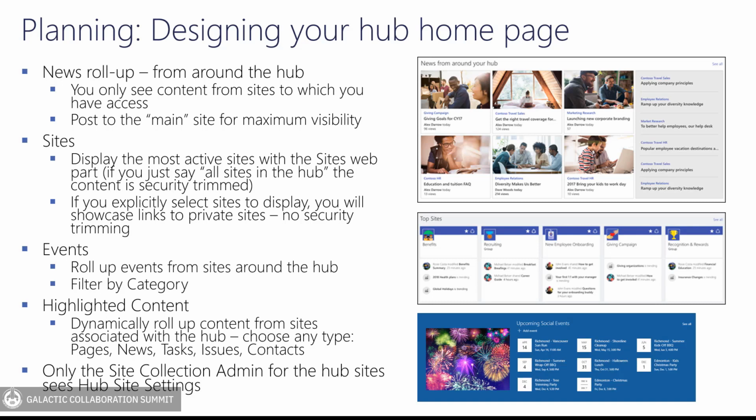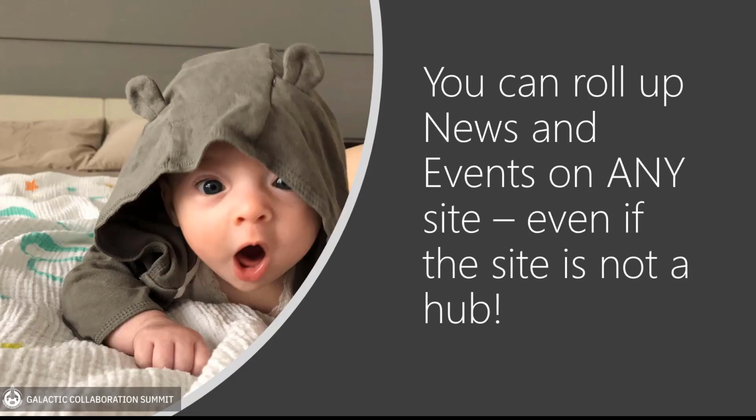A couple of other web parts you may want to think about putting on your hub homepage are the sites web part, the events web part, and of course my favorite web part, highlighted content, which allows you to choose the hub as the scope and then dynamically roll up all different kinds of content to surface it on the homepage of the hub. Just a little point, I always try to throw in a gratuitous picture of my granddaughter, but what Hannah would like to tell you is that you can roll up news and events on any site, even if the site isn't part of a hub.